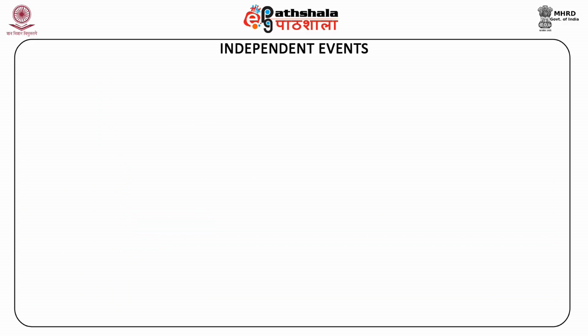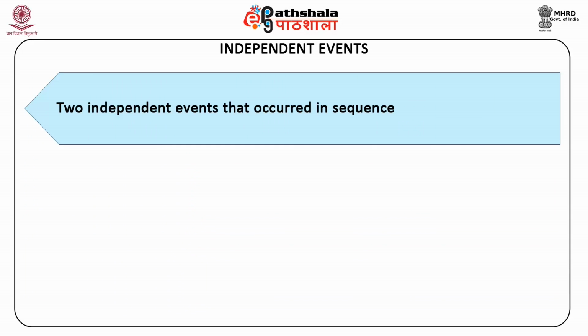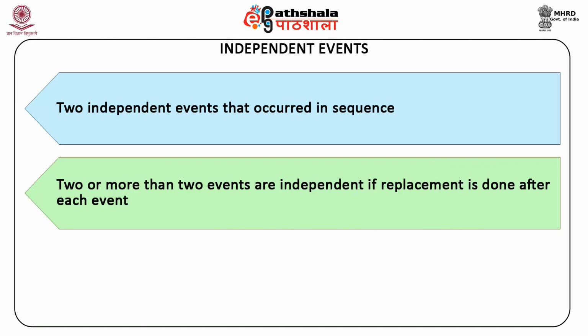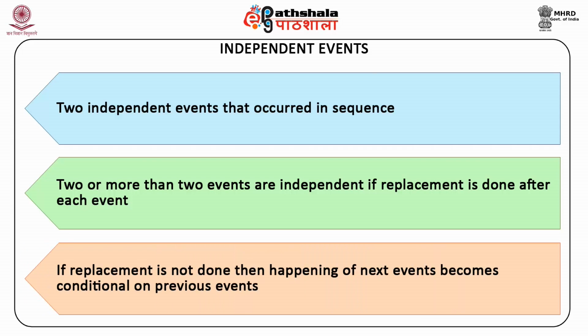The experiment involved two independent events that occurred in sequence. There was replacement of the first item before choosing the second item. This replacement was needed in order to make the two events independent. Multiplication rule 2 can be extended to work for three or more independent events that occur in sequence. Two or more than two events are independent if replacement is done after each event. If replacement is not done, then the happening of next event becomes conditional on previous event.